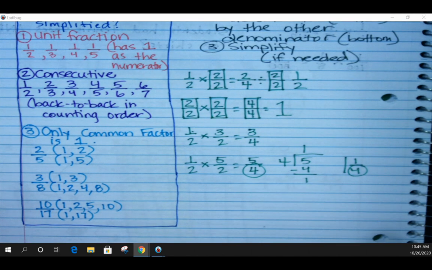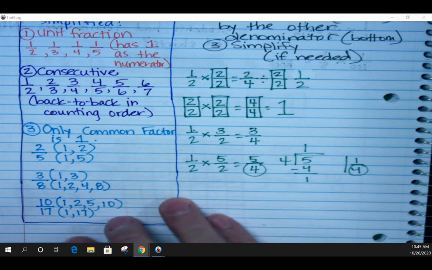Okay, let's turn our book over and let's do thirds and fourths, and then we'll be done. Whenever we're done, can you put it back over? Yes.